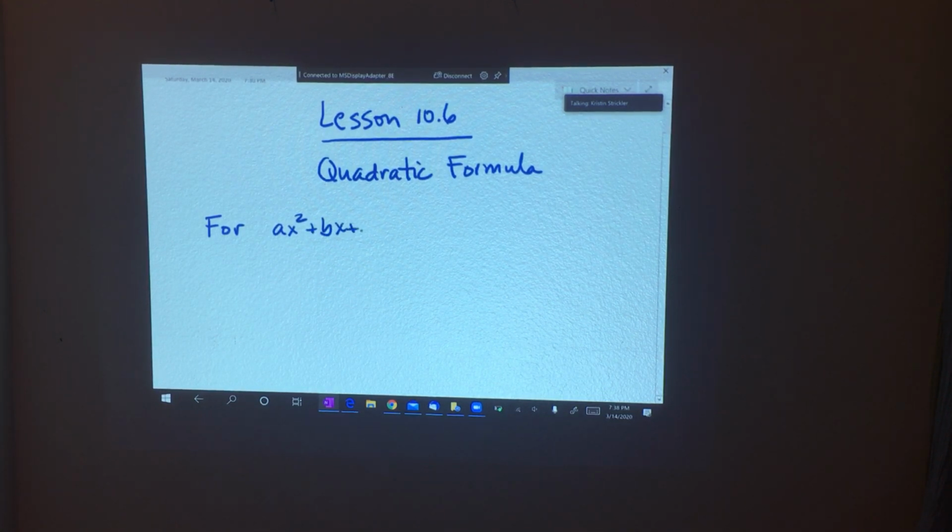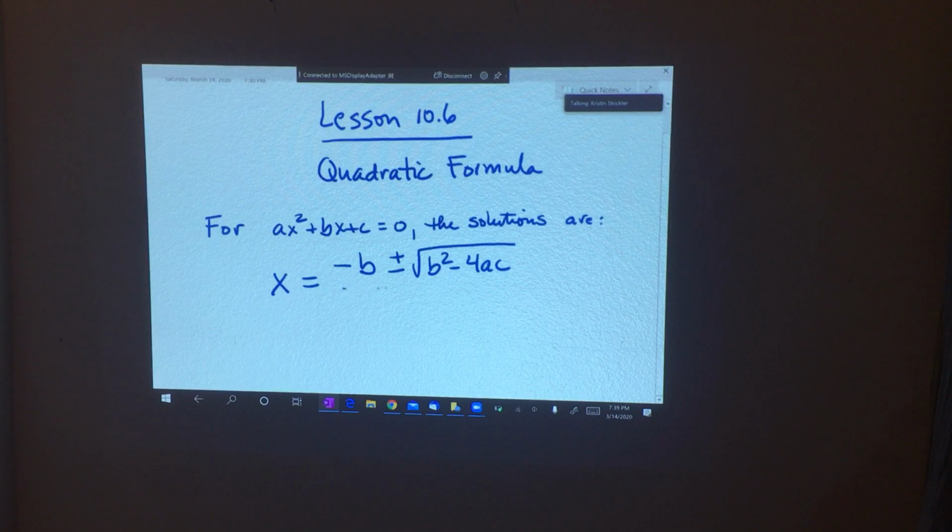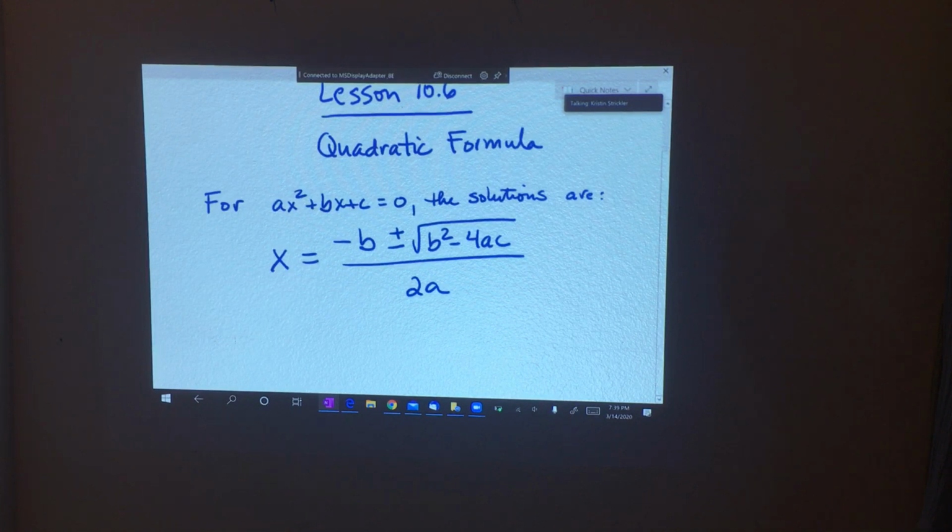So if we have a quadratic equation in this form, ax squared plus bx plus c, the solutions are x equals negative b plus or minus the square root of b squared minus 4ac over 2a. So while you write this down, it looks horrible. It's not. Actually, you will probably memorize it by the time you're done with your homework, believe it or not.